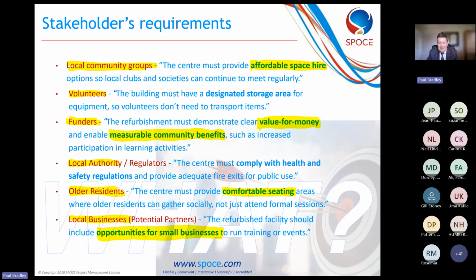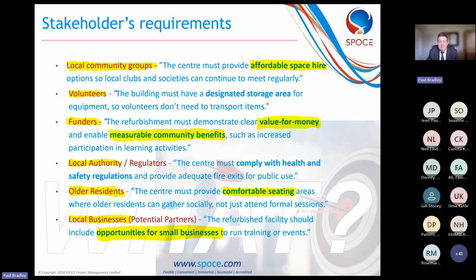Now it needs investment and it needs support. And it's local businesses who can provide that support by having a facility there that can bring in funds and revenue on an ongoing basis. So again, another stakeholder. So lots of different things to think about there in terms of different stakeholders having different requirements.